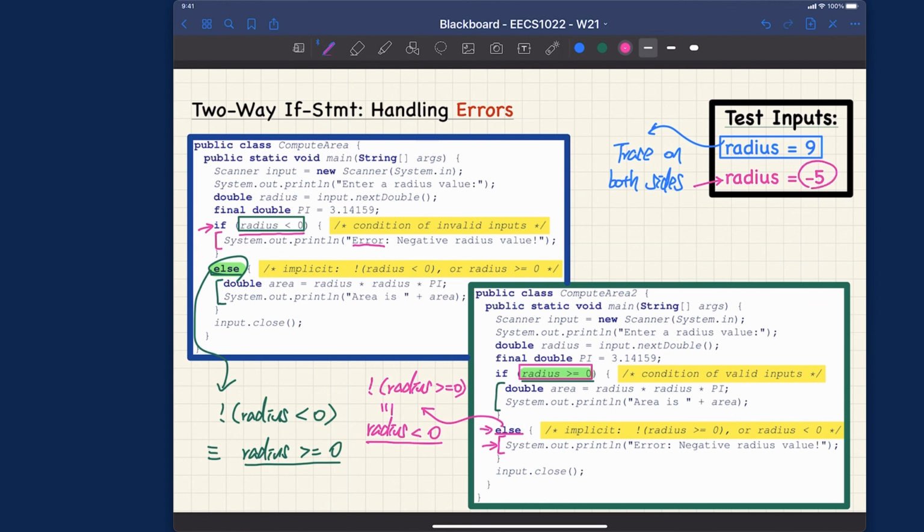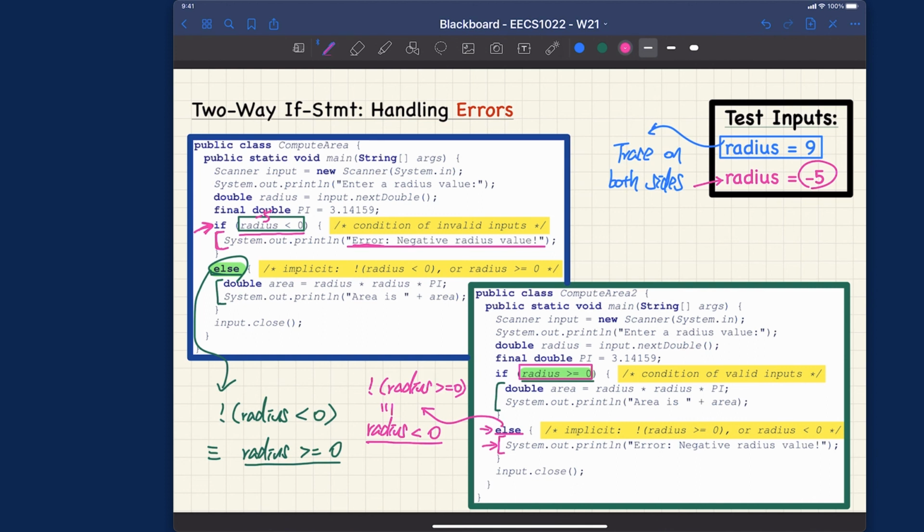Okay, let's now try the first version. So -5. We're going to evaluate this if branch. So -5 less than 0 is going to be true. That means we're going to execute this line over here, the body for this branch, to really print out the error message. All right, that's what's going to happen.